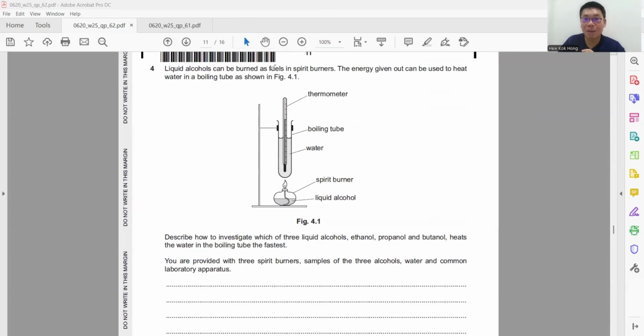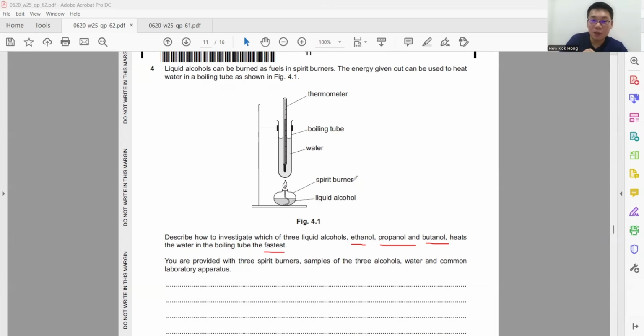Liquid alcohols can be burned as fuel in a spirit burner. The energy given out can be used to heat water in a boiling tube in this figure. Describe how to investigate which of 3 liquid alcohols heats the water in the boiling tube the fastest. We need to check which one is fastest. You are provided with 3 spirit burner samples of 3 alcohols, water, and common lab apparatus.